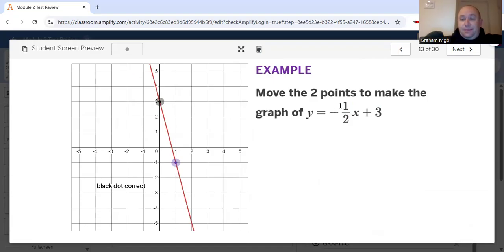The negative applies to the top number only. So this means that I'm going down 1. So let me go to the start here. Down 1, and then across 2. And that looks pretty good.